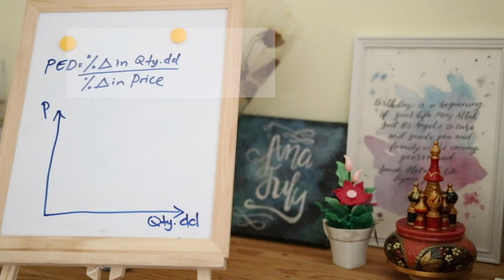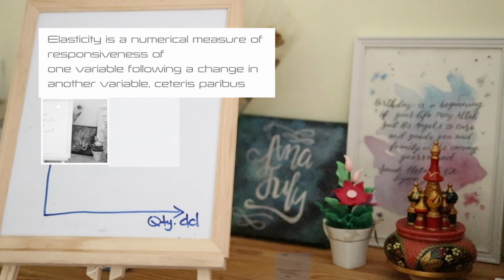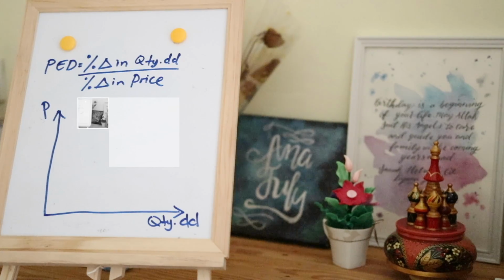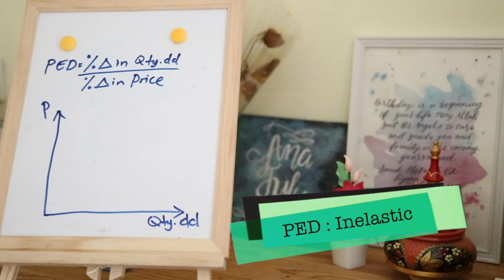Elasticity in general is a numerical measure of responsiveness of one variable following a change in another variable, ceteris paribus. What is price elasticity of demand? It is a numerical measure of the responsiveness of the quantity demanded to a change in the price of a product. Basically, we have two typical types of price elasticity of demand, which are elastic and inelastic.